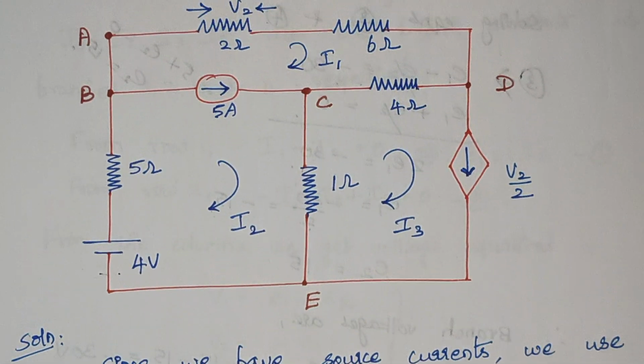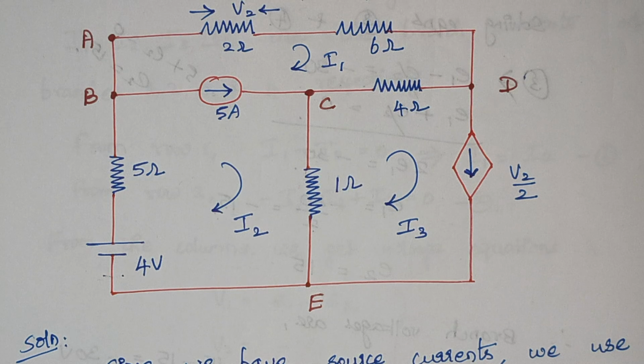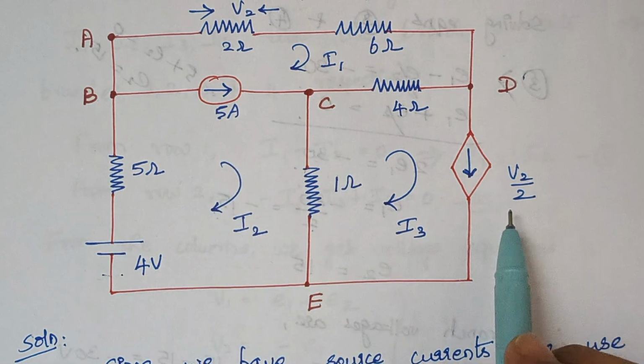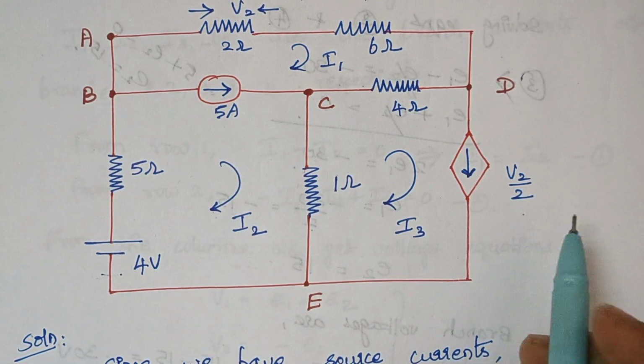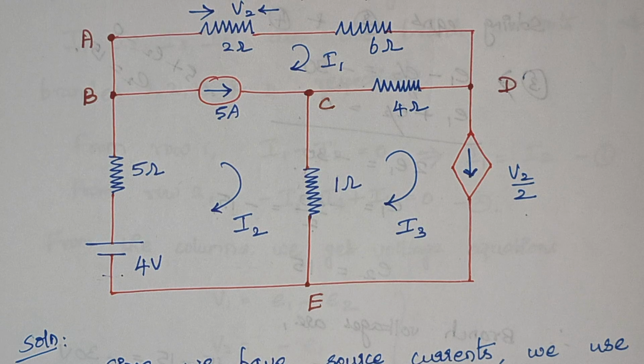Here the super mesh equation is nothing but while writing the equation, we will be eliminating the current sources. So here in this circuit diagram, we have two current sources. One is 5 amps and another one is V2 by 2. So these two are the current sources. We are going to eliminate these current sources and then we are going to frame the equation.